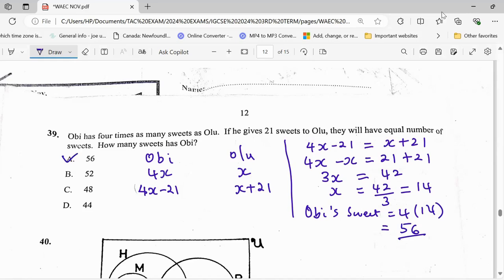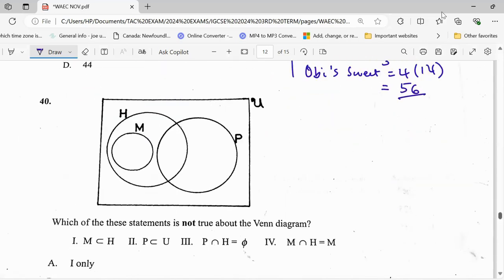And we now move on to question number 40. Question number 40, let's look at that. Here it says, which of these statements is not true about the Venn diagram? Now, since we want the one that is not true, we are going to look at the ones that are true and mark them. So when it is true, we are going to mark it this way, and when it is not true, we are going to mark it this way.